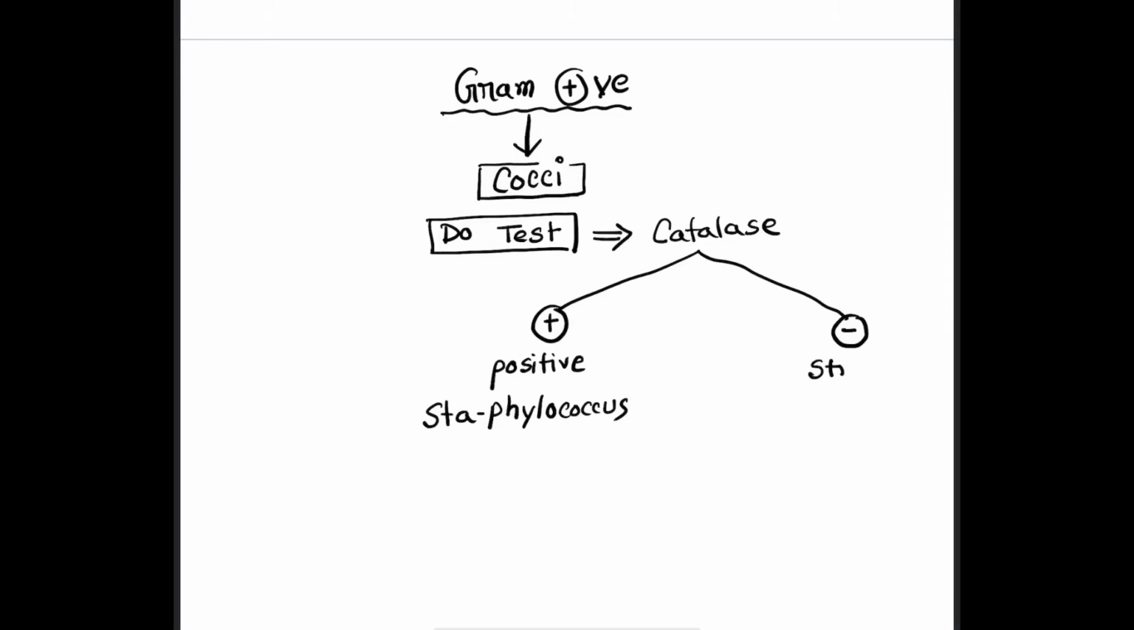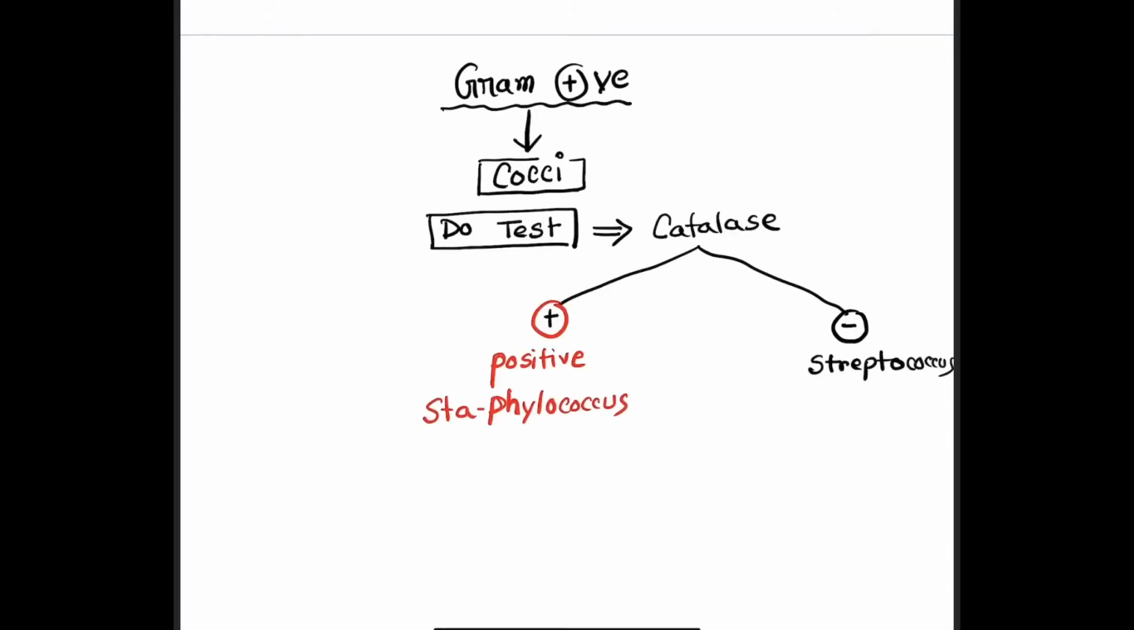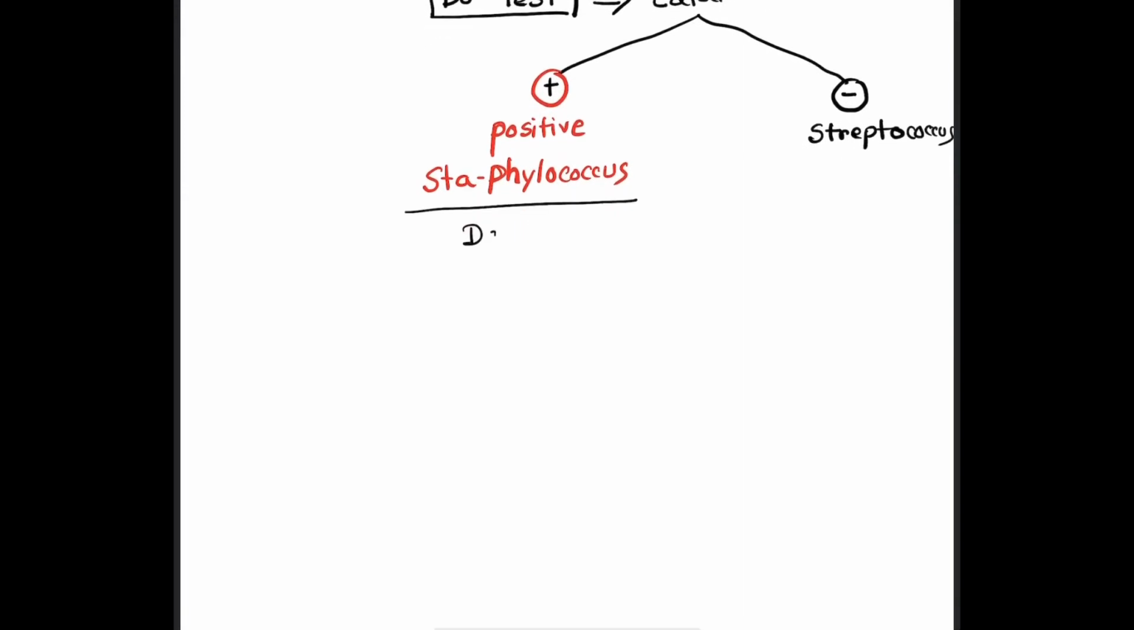Remember it this way: if it is catalase negative, then it is Streptococcus. There is no positive catalase in Streptococcus. So if it is catalase positive, we have to do some more tests. Which bacteria are really catalase positive, and which bacteria are catalase negative?